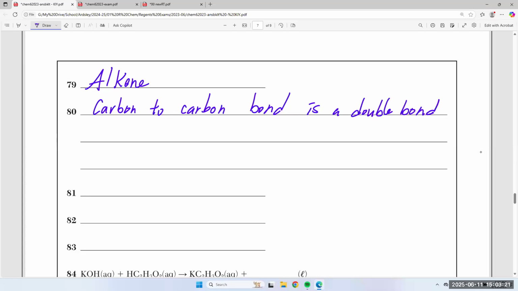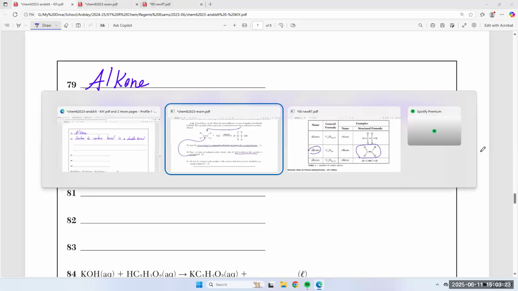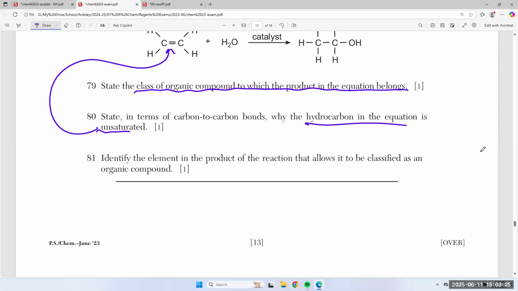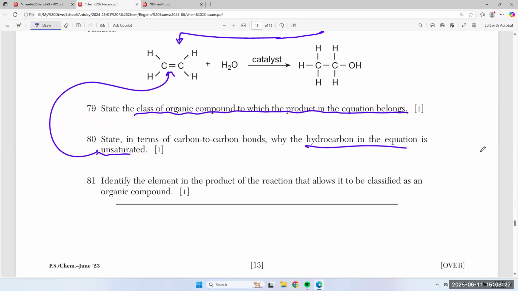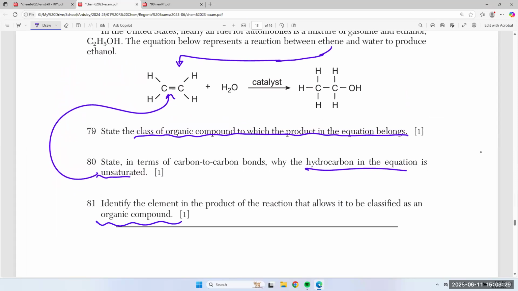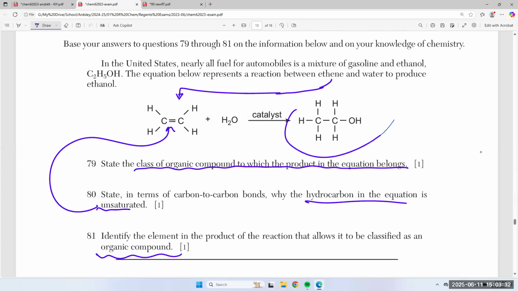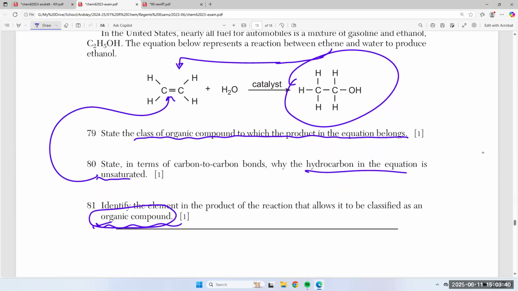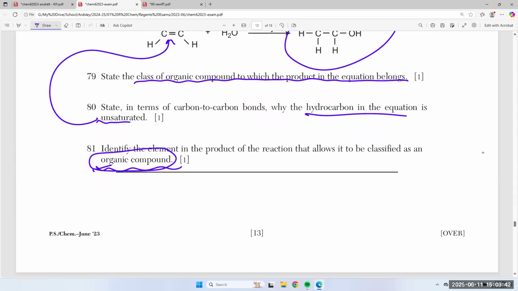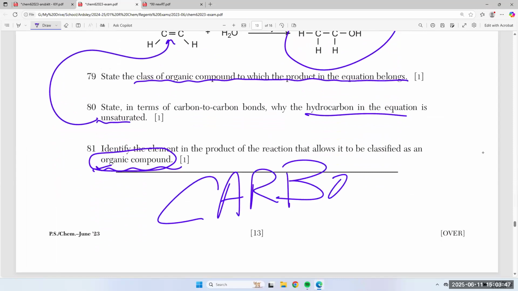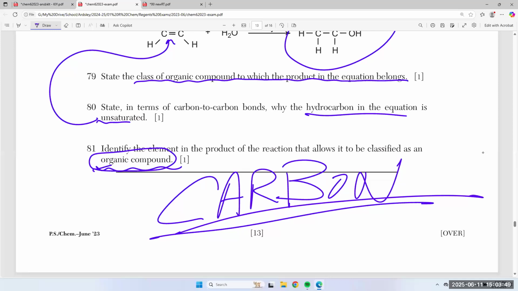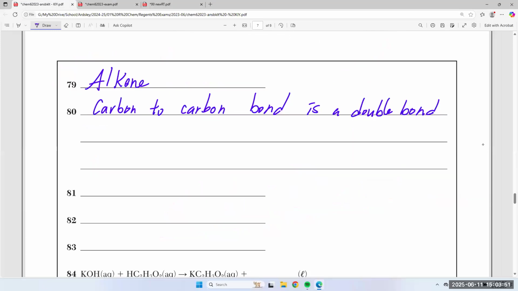Okay. All right, let's go to 81. Identify the element in the product of the reaction that allows it to be classified as an organic compound. All right, first of all, there's only one right here, right? What do you notice, guys? It says organic compound. Whenever you hear how to identify as an organic compound, what do you write? Memorize that, okay? Remember?